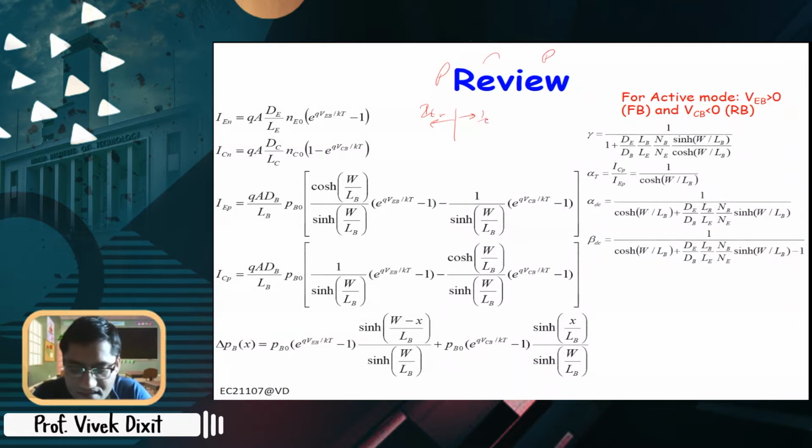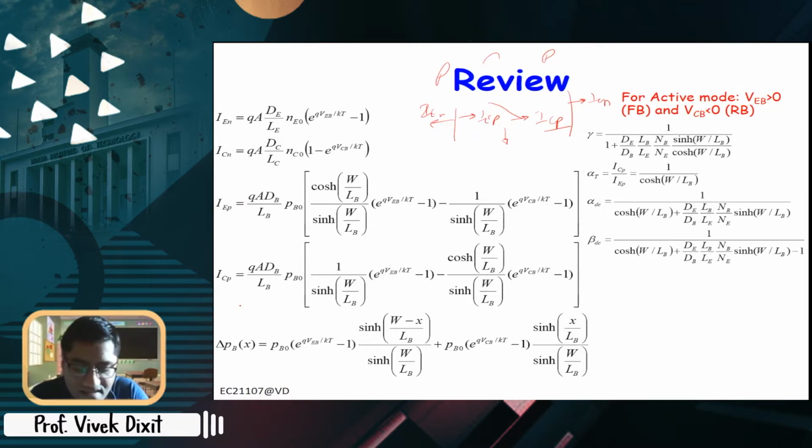Then IEP is basically the current due to holes entering from emitter to base. Some part of this IEP is taken out as IB through recombination, but most of it goes out as ICP. Of course the base collector junction is reverse biased, so here you also have ICN, and this is ICP. So overall expressions for all four components are given here: IEN, IEP, ICN, and ICP.